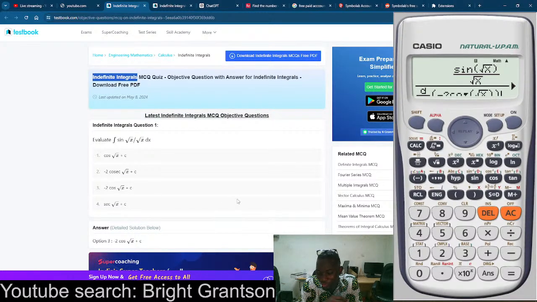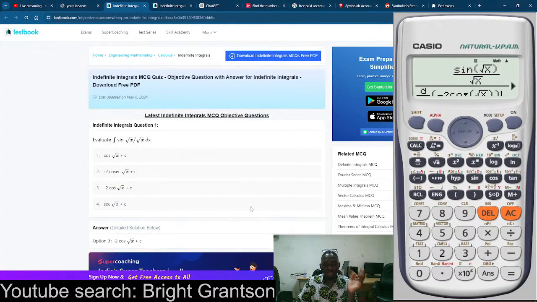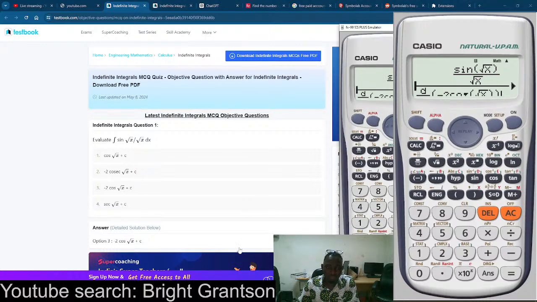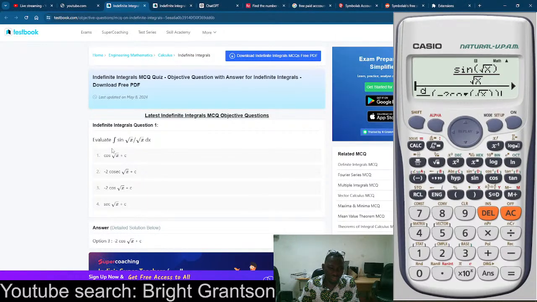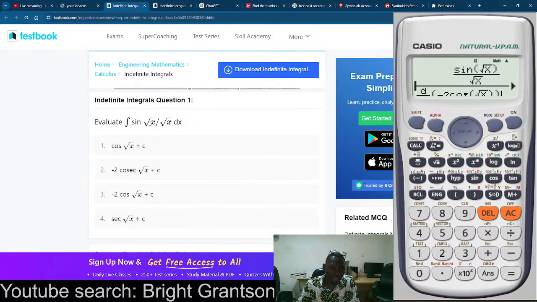This afternoon, one of my students from KNUST, Kwame Nkrumah University of Science and Technology, was wondering how to solve indefinite integrals with a Casio calculator. I said you can use the Casio calculator, so I want to do this demonstration for you. Let's solve this question with the Casio calculator. It's a multiple choice question which says: evaluate the integral of sine of root x over root x dx.